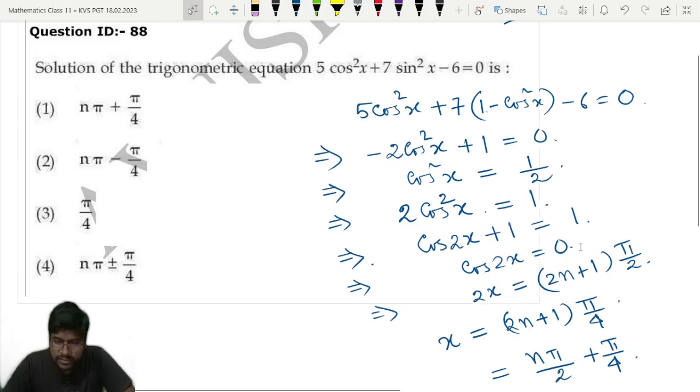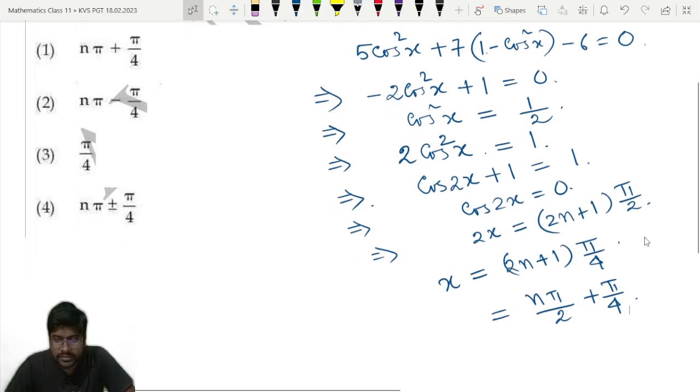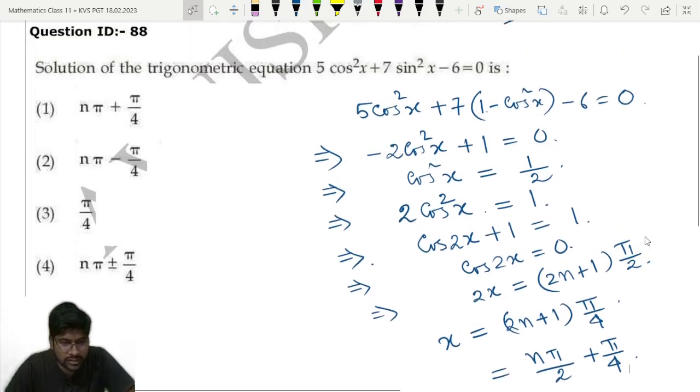Okay, cos 2x is equal to 0. So 2x will be equal to 2n plus 1 into pi by 2. So x is equal to 2n plus 1 into pi by 4. So that is n pi by 2 plus pi by 4. So no option is like this. Okay, if I have not done any mistake in the calculation, then the options are wrong maybe.